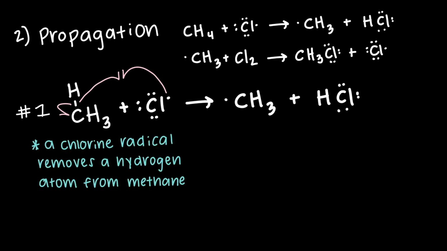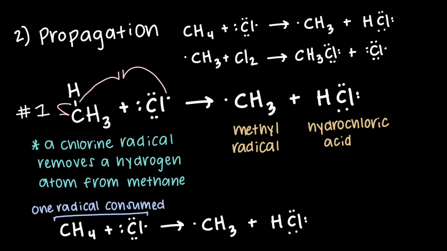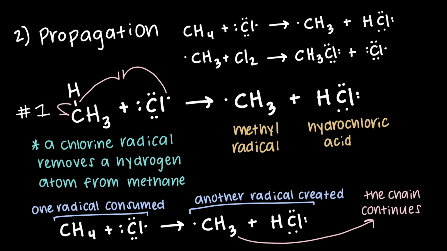Let's look at the first propagation step in chlorination. A chlorine radical removes a hydrogen atom from methane. The products are hydrochloric acid and a methyl radical. Notice what happened. We started with a chlorine radical, we ended with a methyl radical. One radical was consumed, another radical was created. The chain continues.